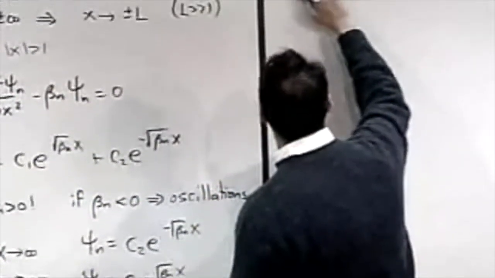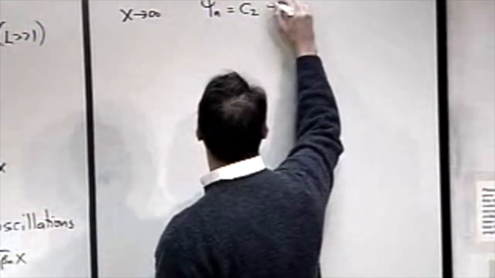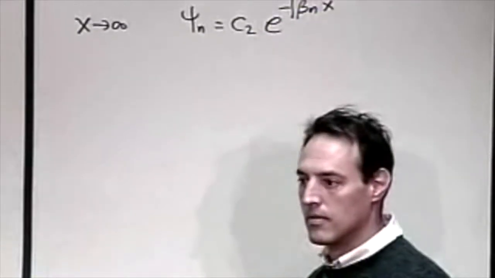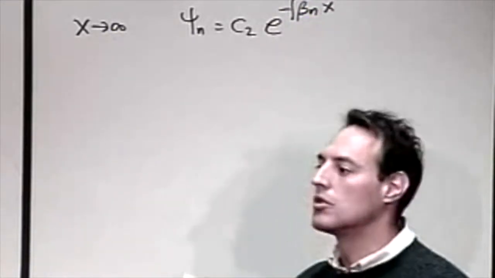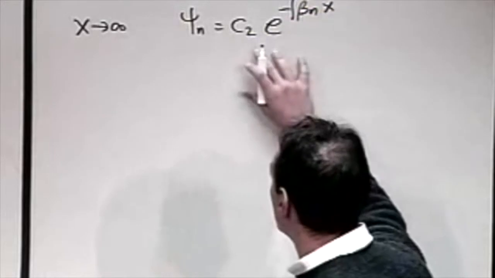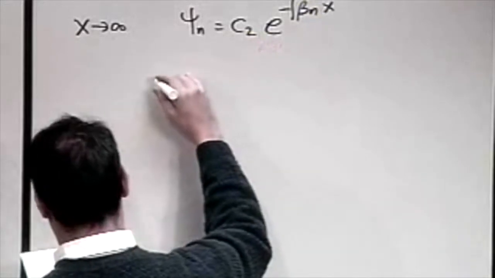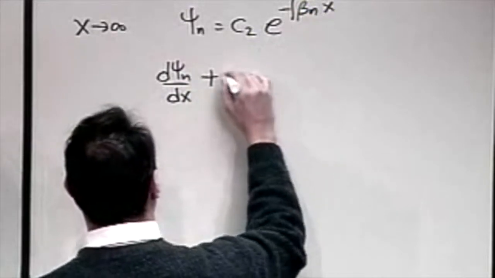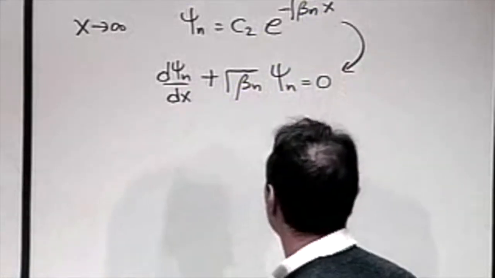So let's look at x goes to infinity. I know that my solution has to be like this. There's essentially one linear independent solution out there. Well, if I only have one linear independent solution, again, it becomes like a first-order differential equation. Well, what's the first-order differential equation which gives me that as a solution? Right here. Okay, that's the big step.